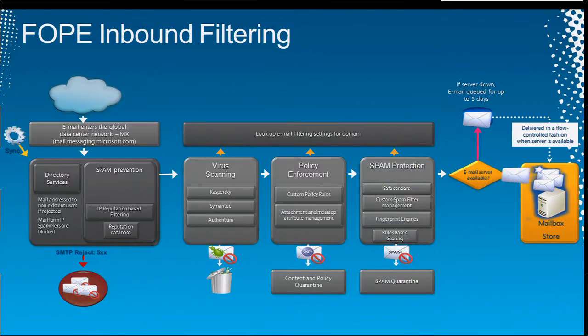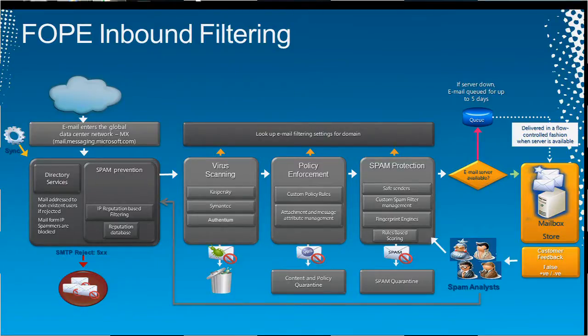So we are not done yet. We do deliver the email, but if the corporate mail store or the mail servers are down, we do queue the email for 5 days or a limited time, and then deliver it in a throttled manner so that it's not delivered in a chunk. Once delivered, customers can provide feedback, false positives and false negatives, back to the system, which are fed via the spam analyst into the spam protection layer and the IP reputation layer.